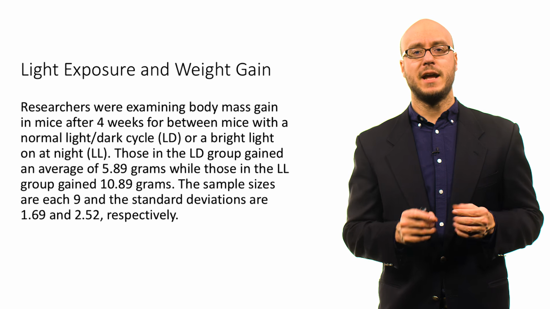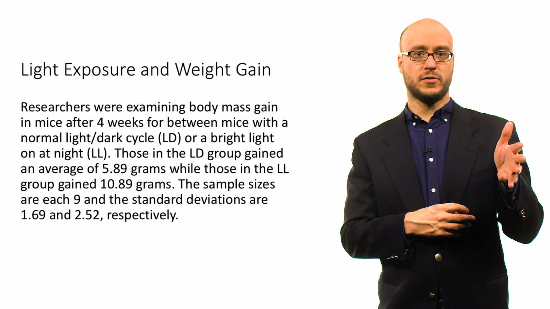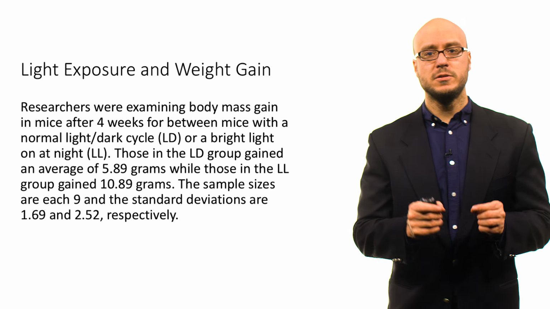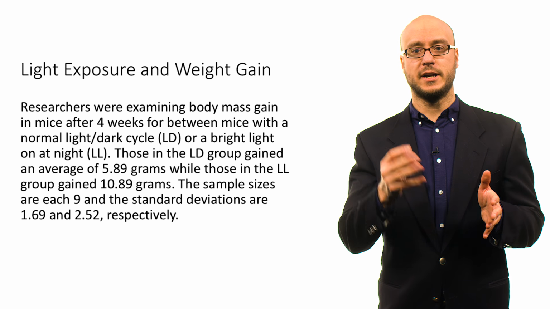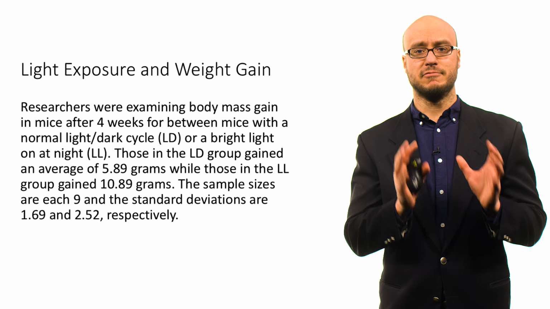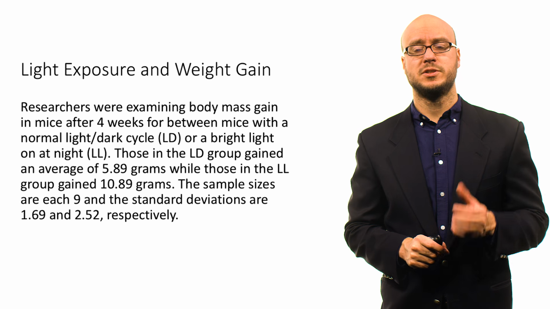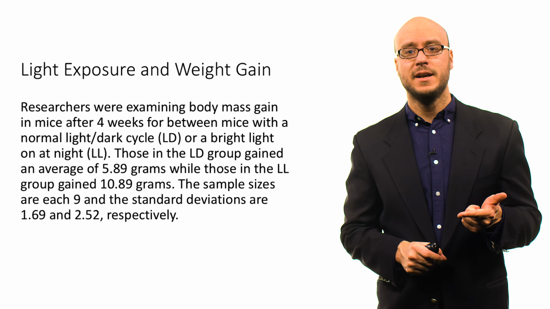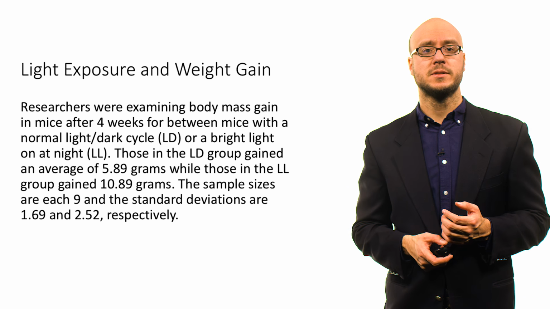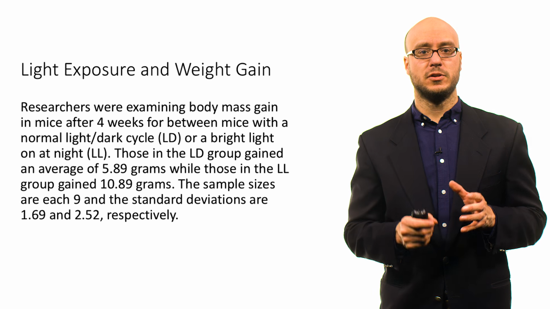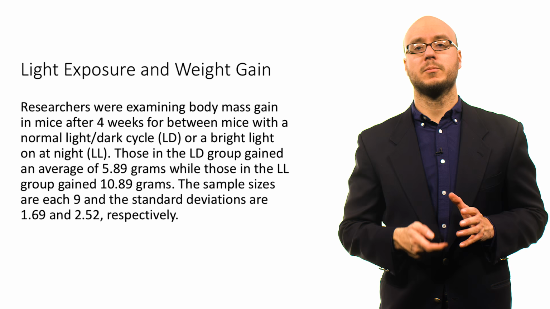And what they found after 4 weeks, after randomly assigning mice to either the first group or the second group, is that those who were exposed to light during the day and dark at night gained about 5.89 grams. In comparison, those who were exposed to light during the day and light at night gained almost twice as much, 10.89 grams. The sample sizes for these two groups are 9 mice each, and the standard deviations are roughly comparable.